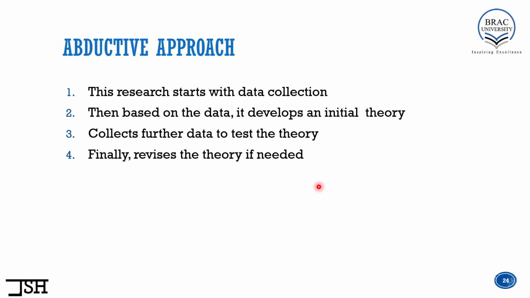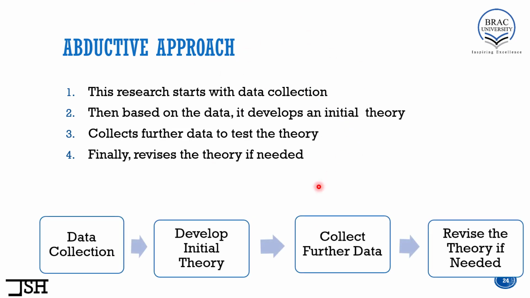So again, just to summarize in a graphical manner. We start with data collection. Based on that data, we develop an initial theory. Now in the next stage, in order to check whether this initial theory is correct, we collect even more data. And finally, after analyzing this further collected data, we either revise the theory or do not revise the theory. That is called an abductive approach.